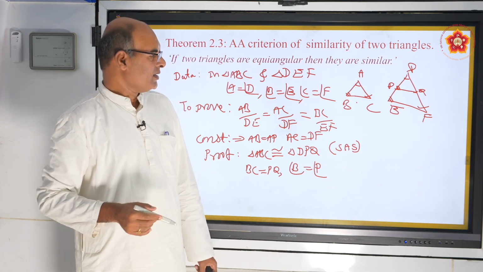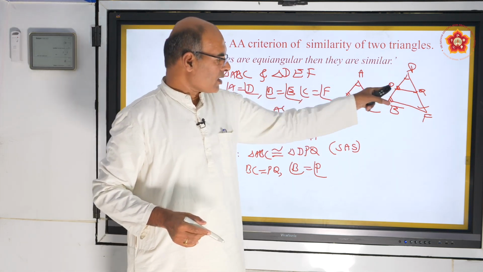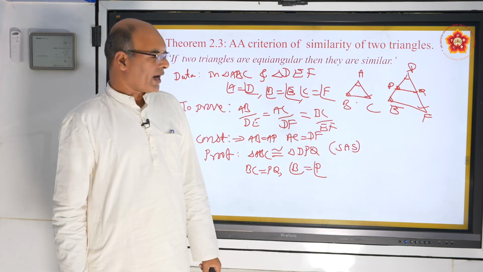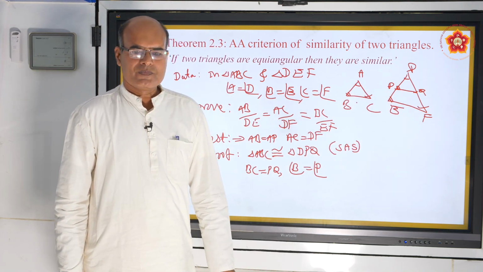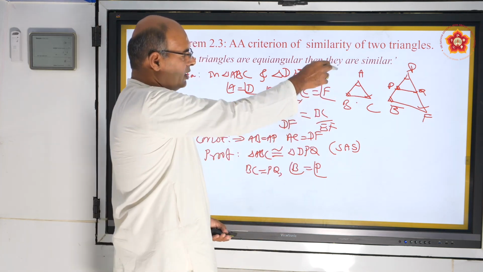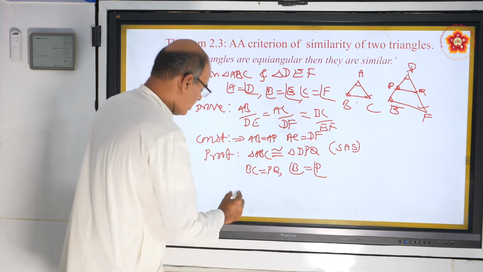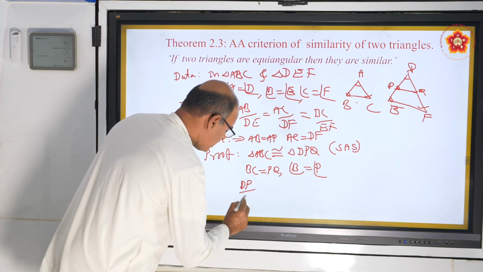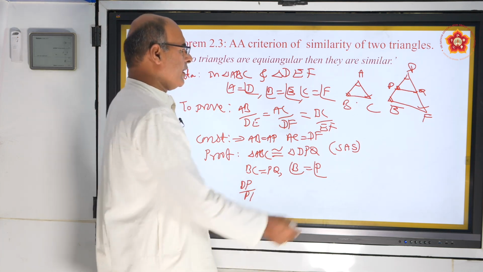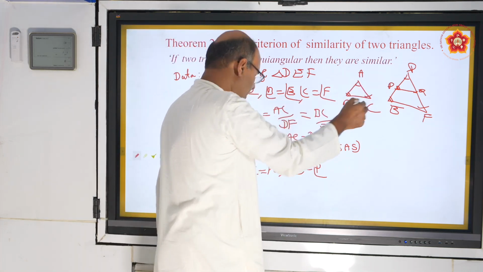So that means these two lines, the corresponding angles, are equal. These two lines are parallel. PQ is parallel to EF. So apply the corollary of Thales theorem. So you get DP divided by PE. Apply the corollary, you get DP divided by DE.